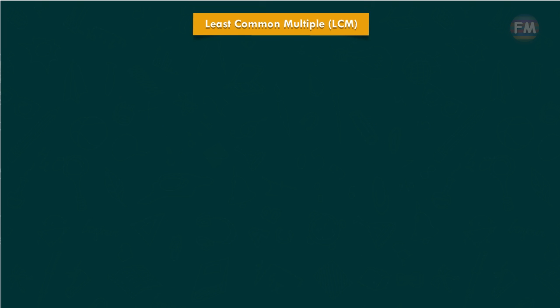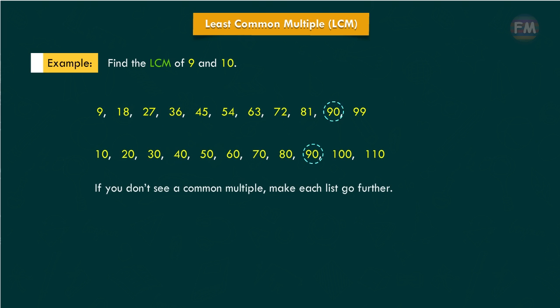Least common multiple, LCM. Example, find the LCM of 9 and 10. If you don't see a common multiple, make each list go further. The LCM of 9 and 10 is 90.